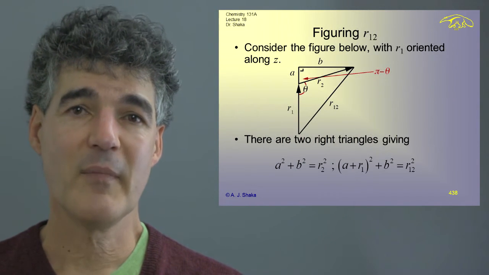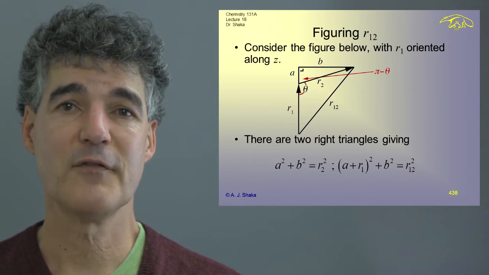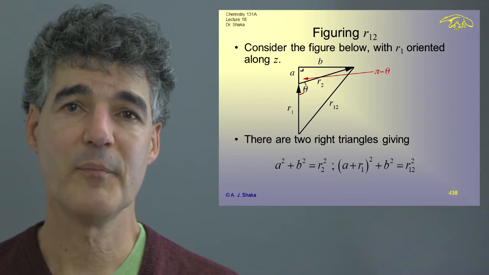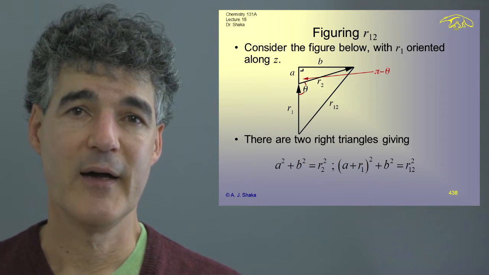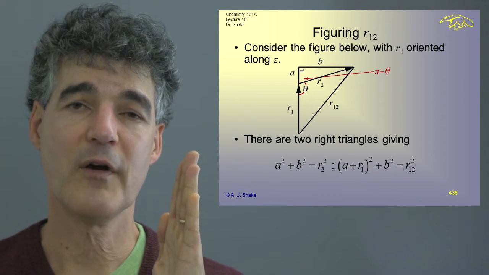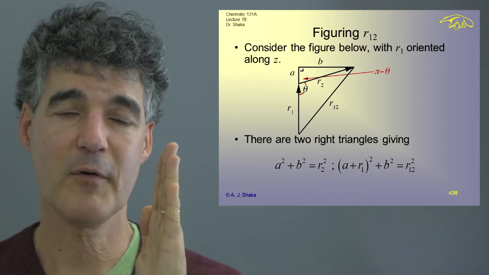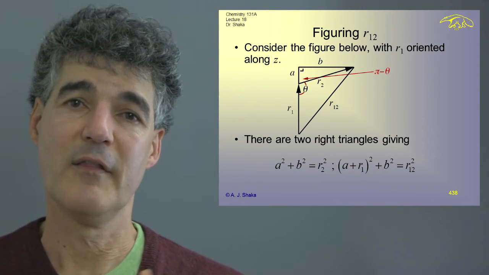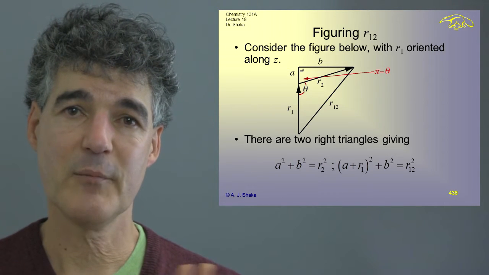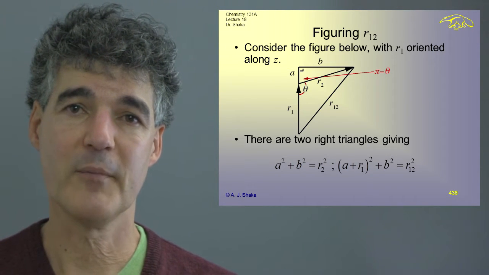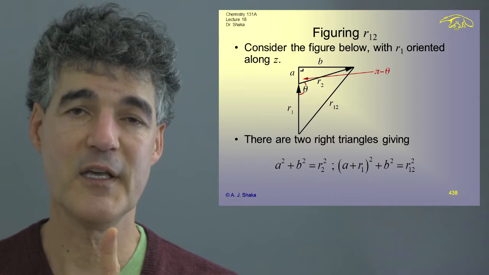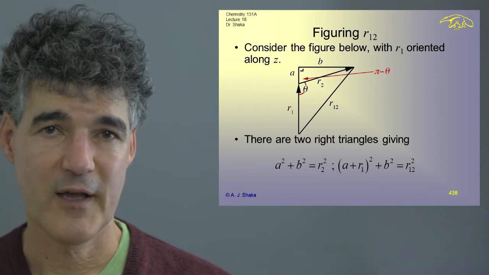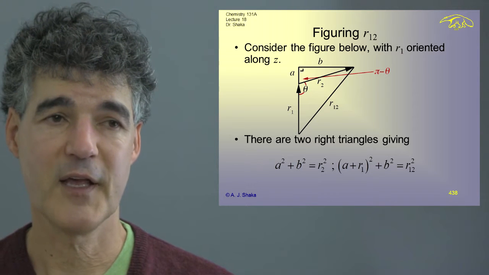So with that in mind, let's take a look at this figure. What I've drawn here is an obtuse triangle with r1 oriented along z. Remember, we were going to do that. We were going to reorient the electrons every time we do the integral over the other variable so that the first one is along z. And because it's spherically symmetric, that doesn't change the answer at all in terms of the energy.